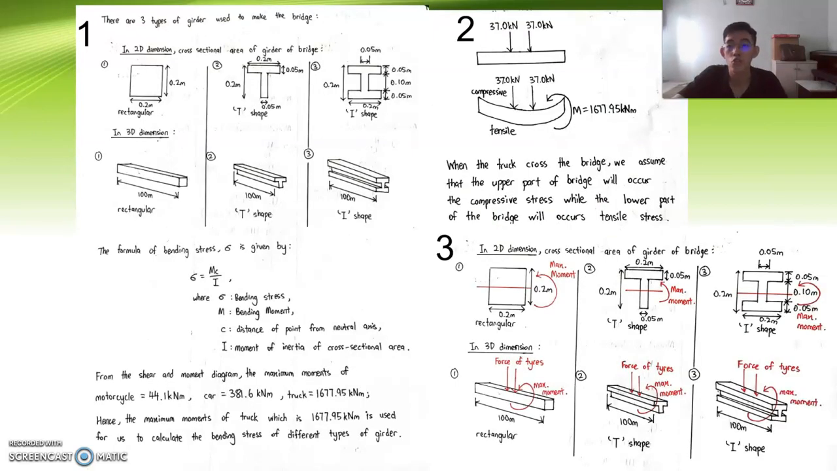So there are three types of girder used to make the bridge. The first one is the rectangular, the second one is the T-shape, and the last one is the I-shape. We will use the bending stress equal to MC/I formula to find the bending stress in these three types of girder. When the truck crosses the bridge, we assume that the upper part of the bridge will experience compressive stress, while the lower part of the bridge will experience tensile stress. So the moment will go from the lower part to the upper part.